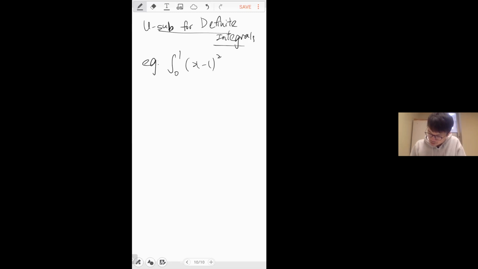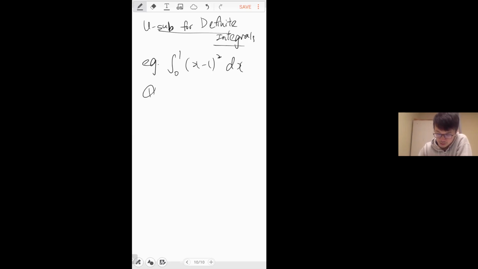So I'm going to do just this really simple example to show you how to do it. I want to compute the definite integral of (x - 1)^2 from 0 to 1. Is it going to be a number or is it going to be a function? It's going to be a number. So the only difference is you need to compute the antiderivative, and then the last step is to put in 0 and 1.